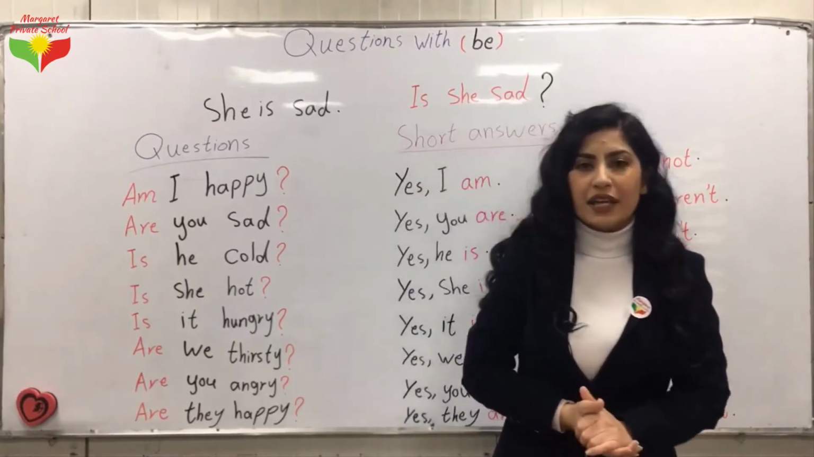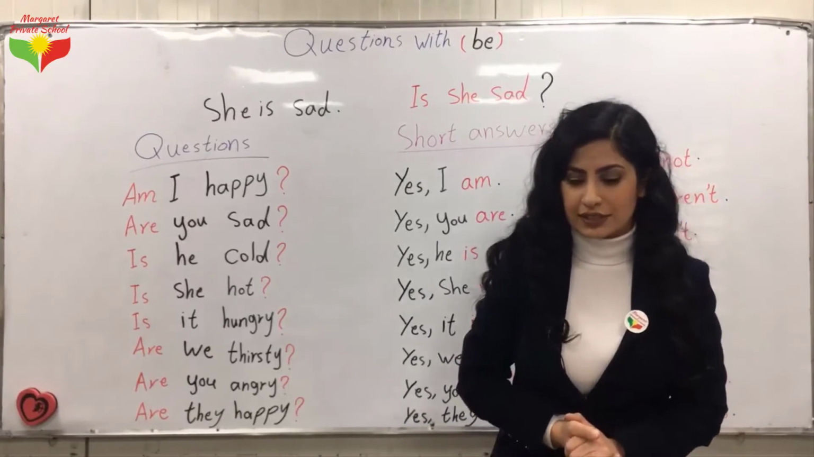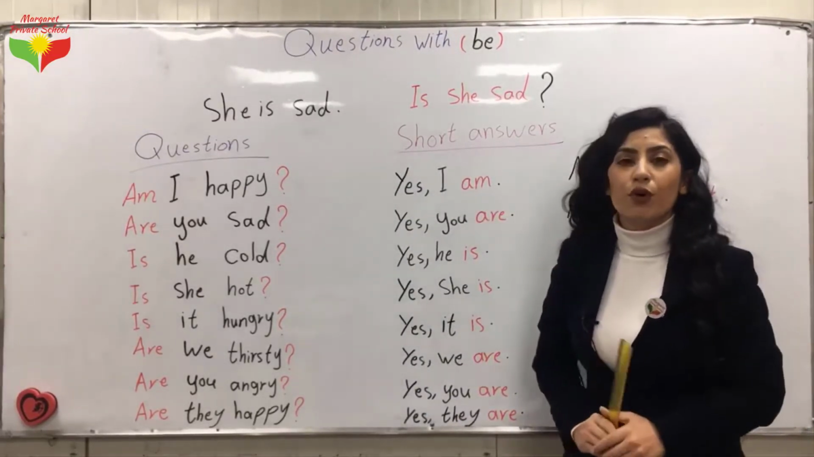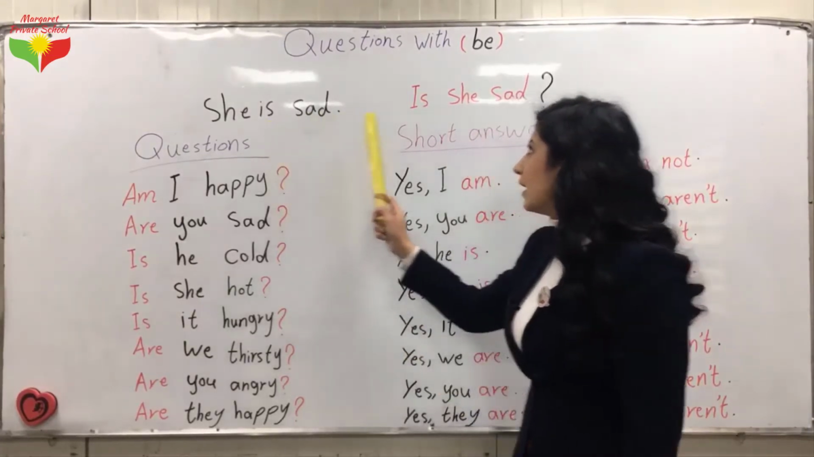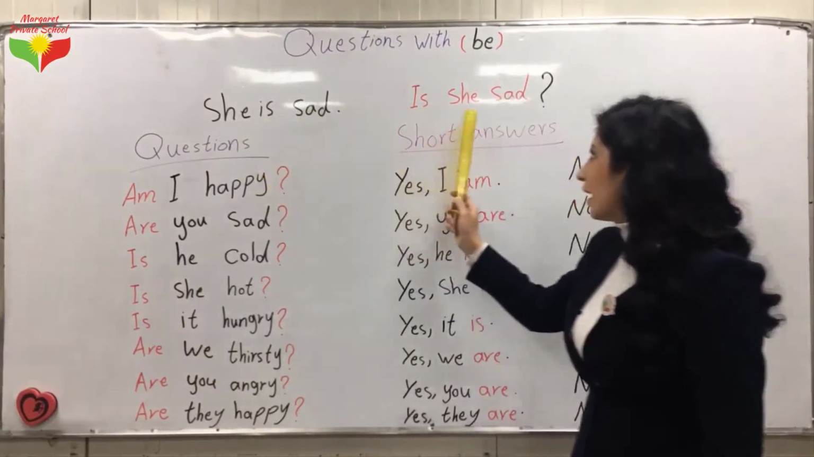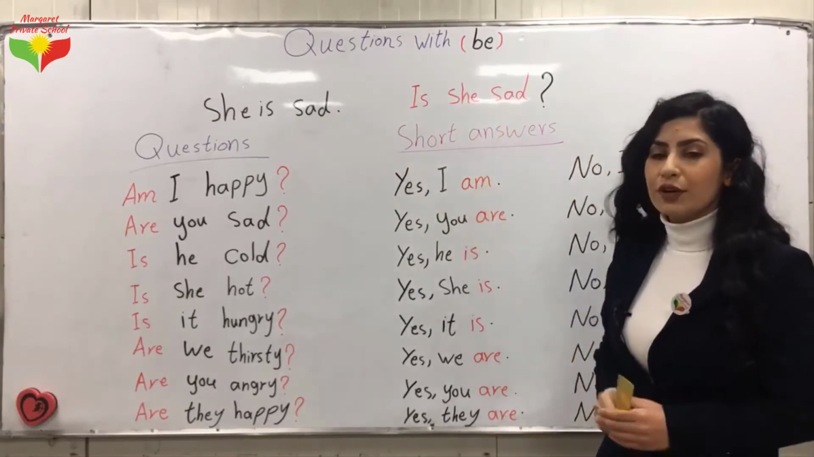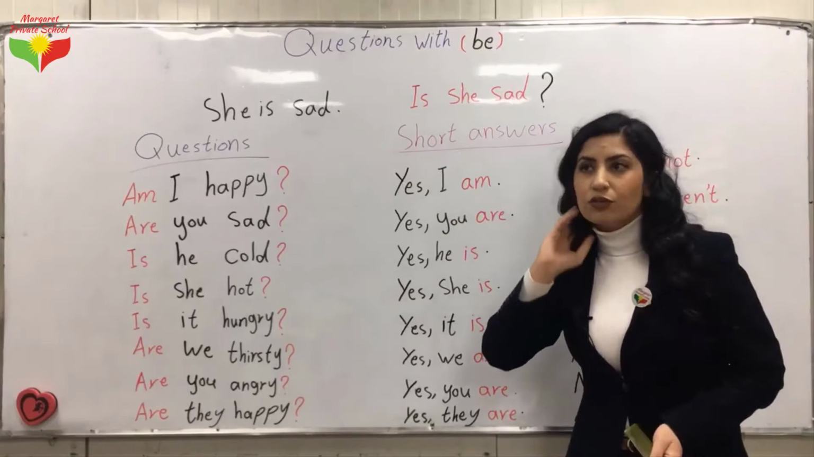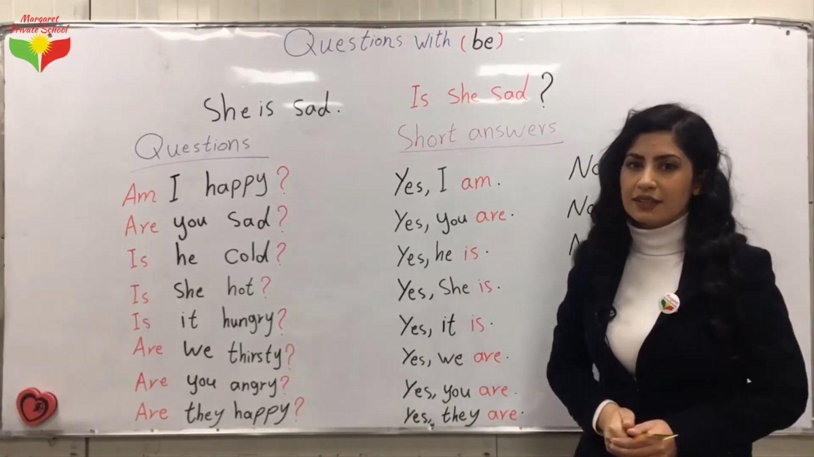Okay, but today we want to ask questions. When we want to ask questions, we have to change the word order. For example, we have to put the verb be at the beginning of the sentence, then the subject pronoun, after that the adjective. But don't forget to put the question mark at the end of the sentence.